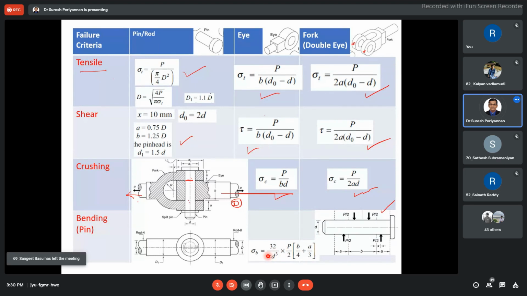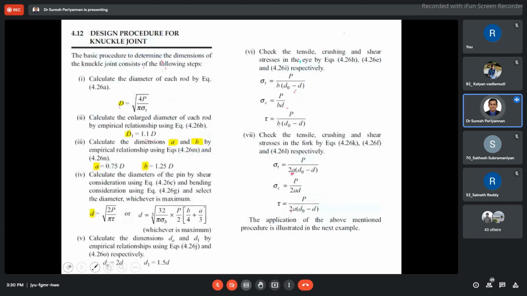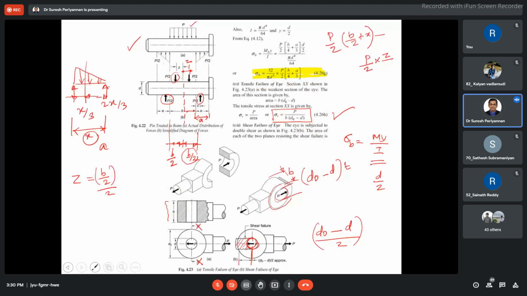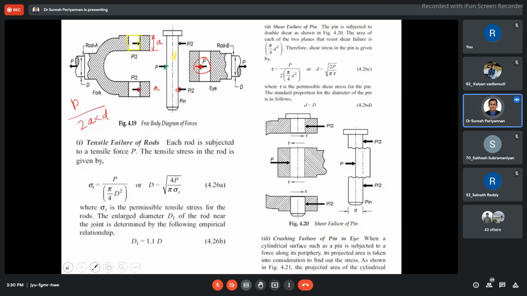Tensile failure of the eye. Where is the tensile stress acting in the eye end? See here, tensile. Yesterday I didn't show you that figure, but I already showed it here. This is a tensile failure. Come to the equilibrium diagram, then you can easily understand. See here, this is a tensile load acting in the eye end. Hence, this only we are considering now.